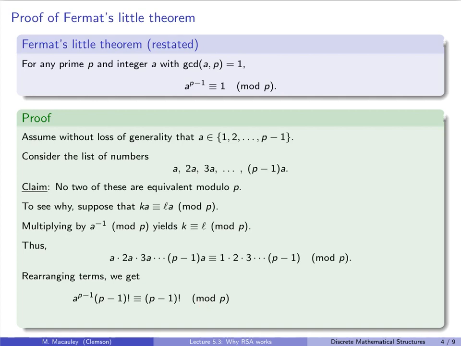And now, because P is prime, the GCD of P and P minus 1 factorial is 1, so P minus 1 factorial has a multiplicative inverse mod P, and therefore we can basically cancel the P minus 1 factorials to get A to the P minus 1 is equivalent to 1 mod P. And that completes the proof.